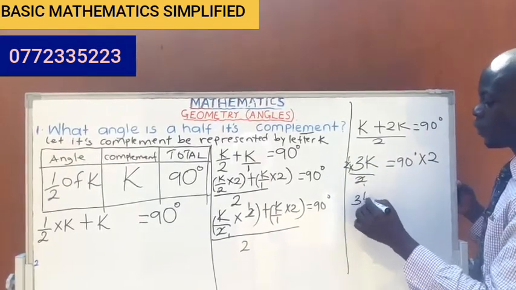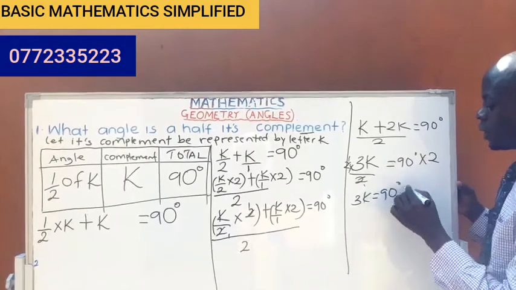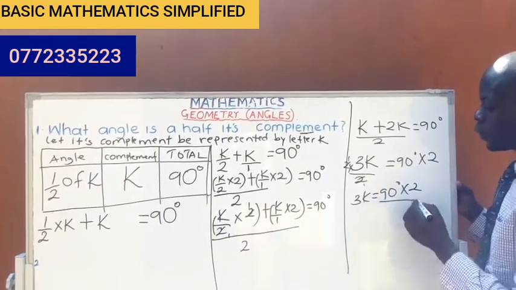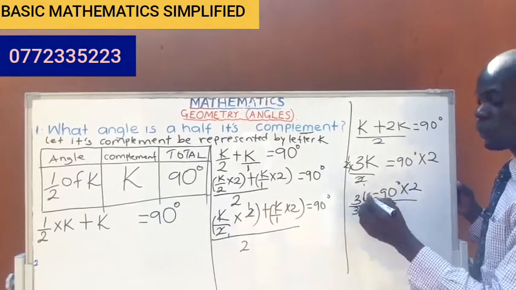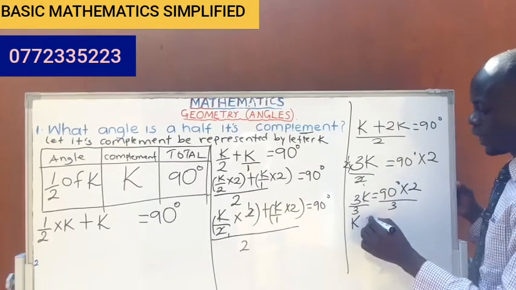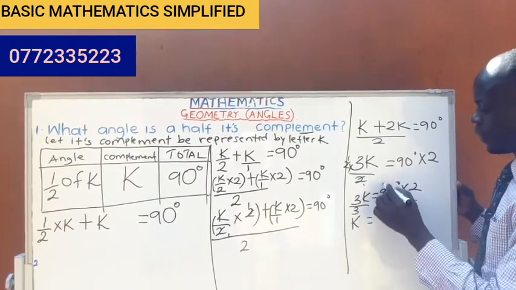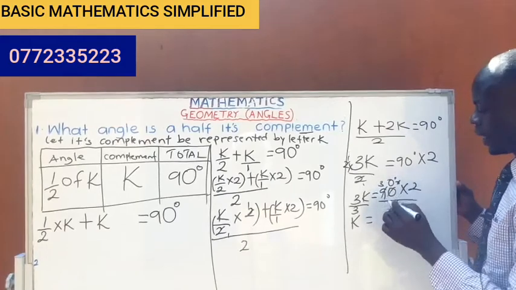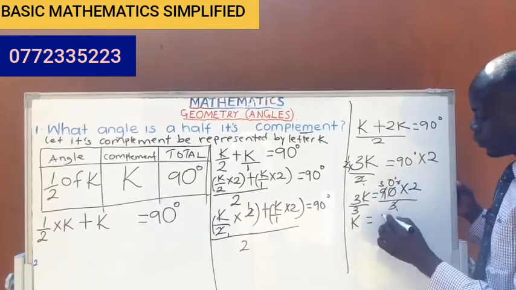So 3K equals 90 degrees times 2. From this point, you can divide by 3. You divide by 3 and remain with K, the value of K. So 3 into 18 is 6, 3 into 9 is 3, and these are degrees. 30 times 2 is 60 degrees.